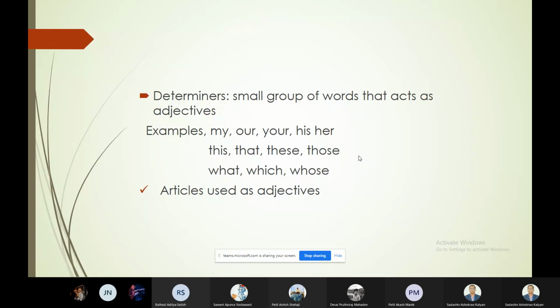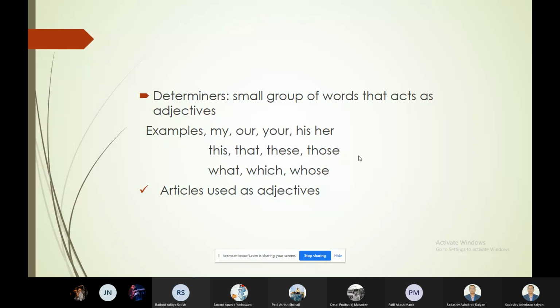So whenever the things are near us, we use words like this and that. Whenever the things are far away from us, we use words like these and those. Words like this, that, these, those, what, which, whose, my, our, yours, his, her are also considered determiners, and these determiners are used as adjectives in our given sentences.